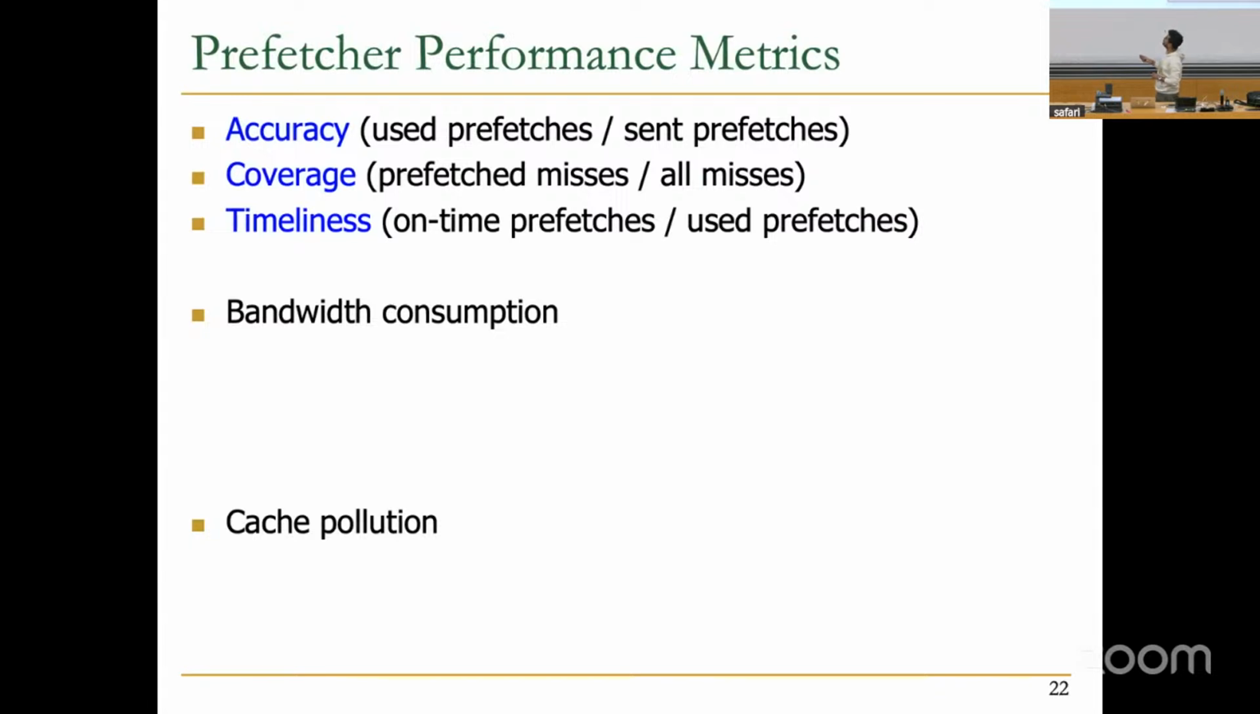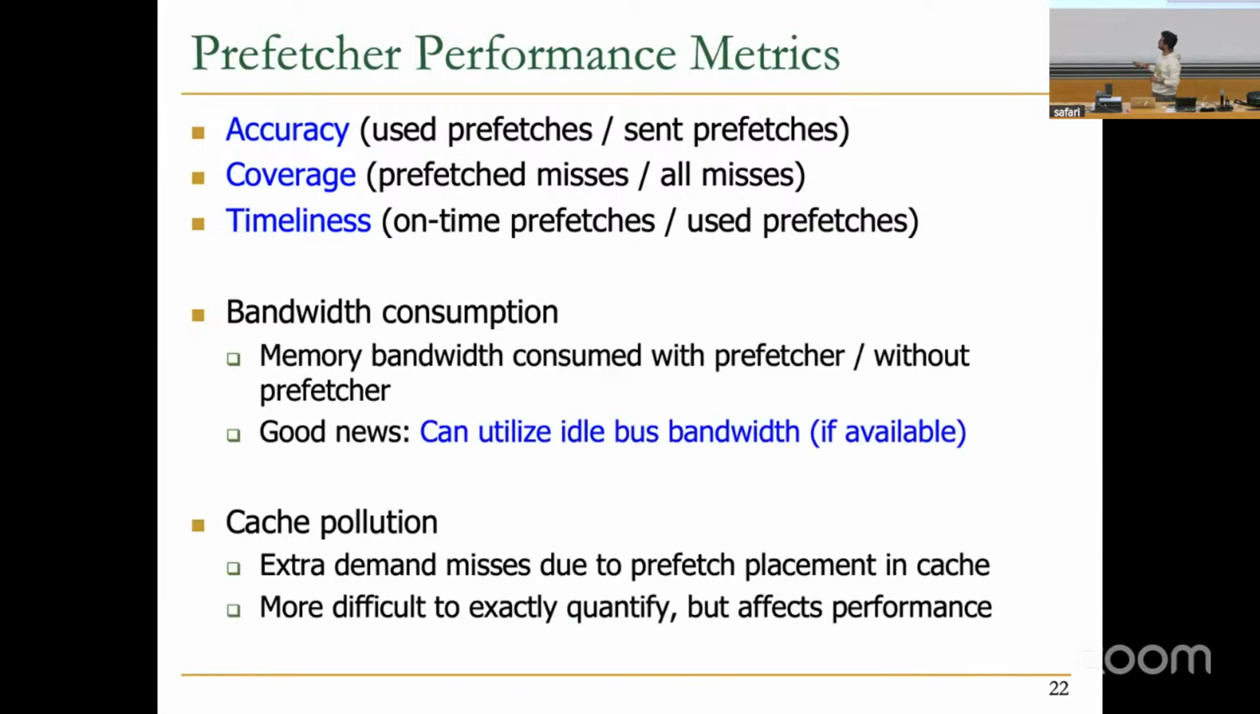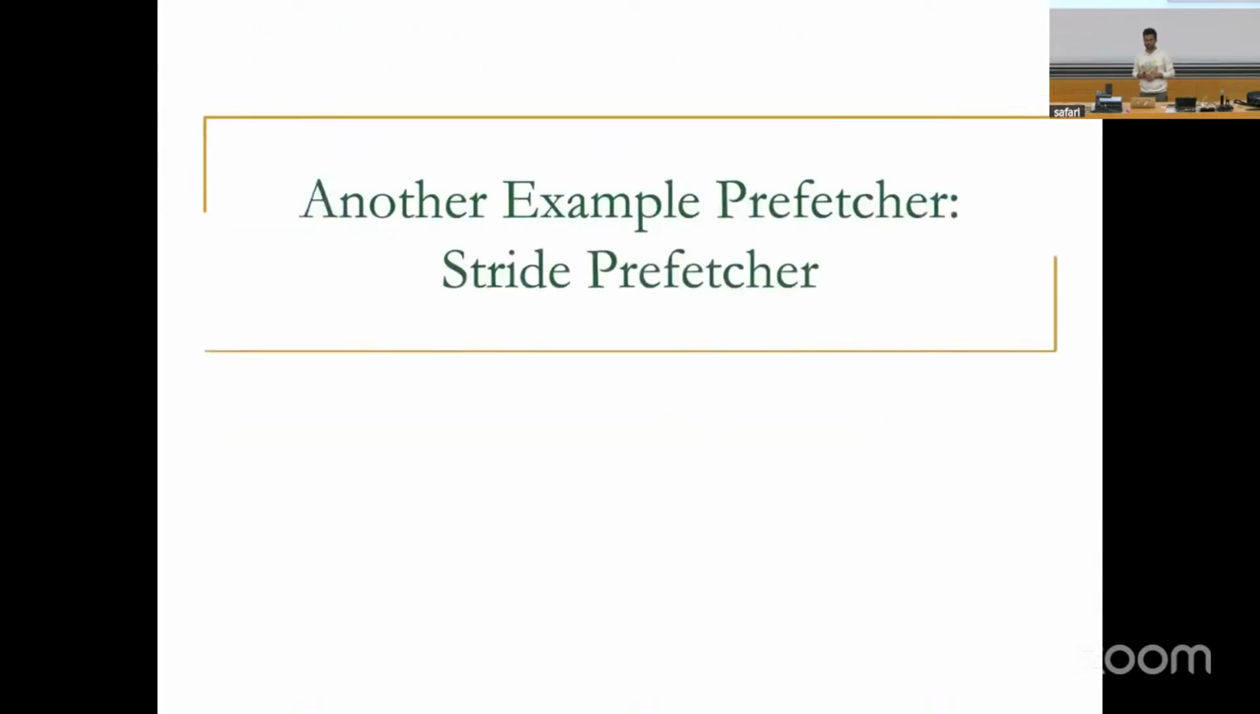And then you have the second order metrics like bandwidth consumption and cache pollution, which I kind of alluded to. What happens in these metrics is also important.